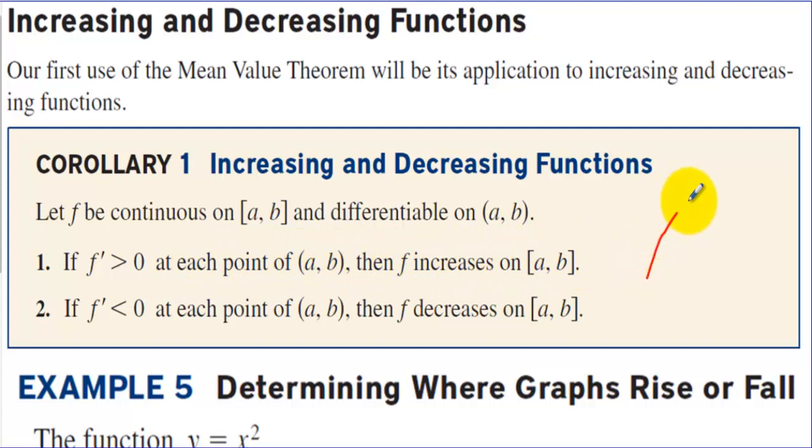If we have an increasing function as you go left to right, the slopes or the derivative will be positive at all of these points. If the derivative is less than 0 or negative at each point of ab, then f decreases on a to b. So whether you decrease concave up or decrease concave down, the slopes on a decreasing function will be negative.